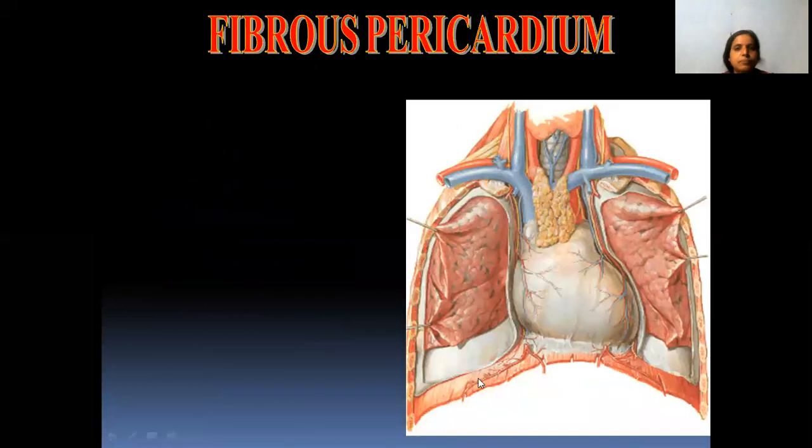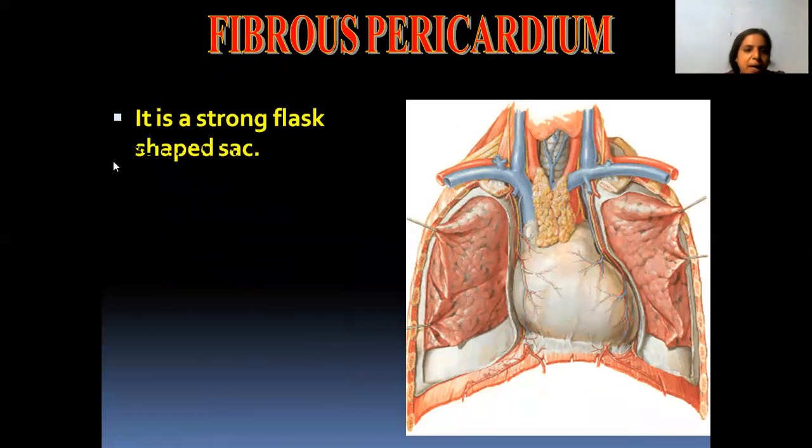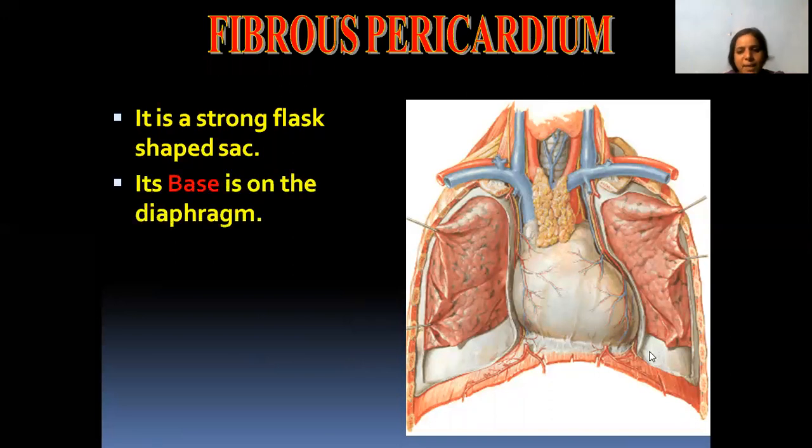Okay. Now, see, the very outermost covering, tough, this is the fibrous pericardium. Strong it is, a flask shaped sac. So the base of this fibrous pericardium, what is this picture showing you? What is this structure? Diaphragm. So the base of the pericardium is resting on the diaphragm.